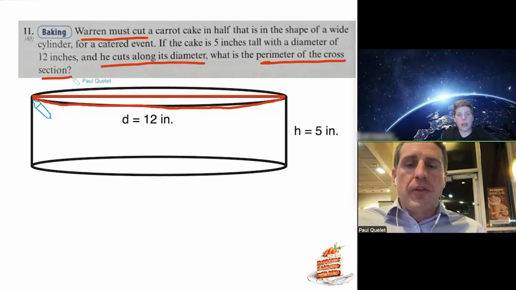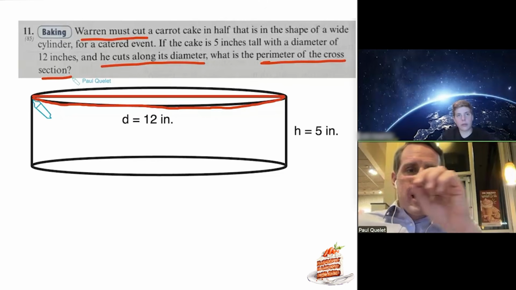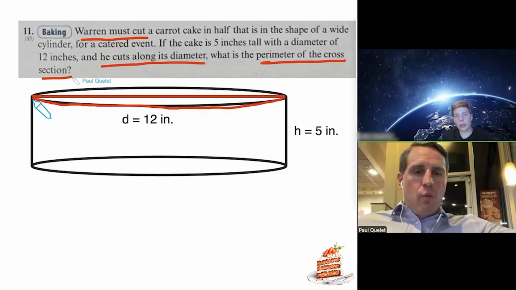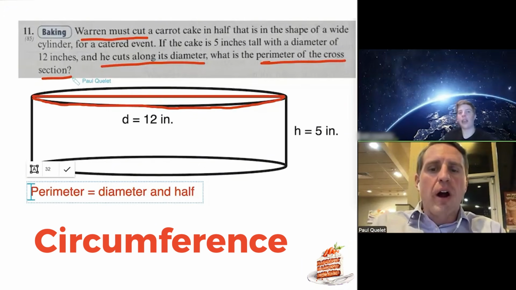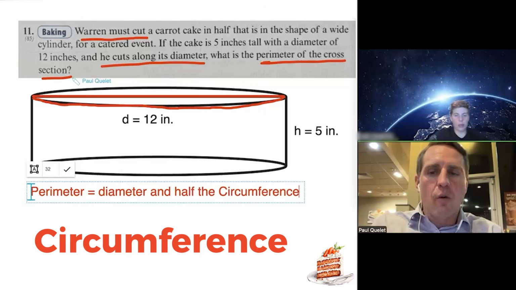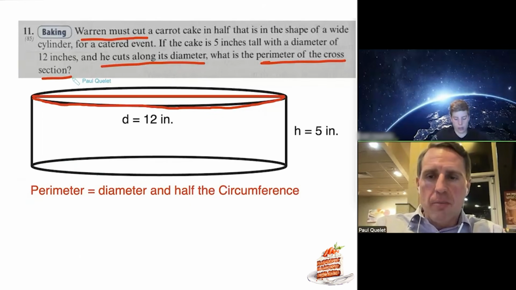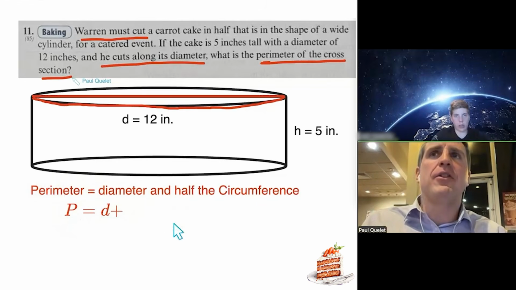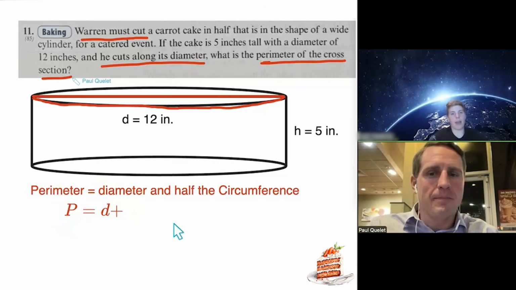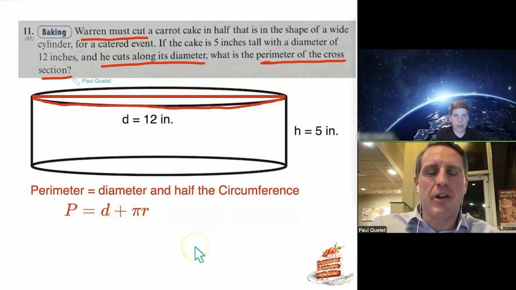Right. So if you think about it, it's the diameter plus half the what? What's the C word around the edge of the circle? Circumference. Right, half the circumference. Yeah. So let's get that in terms of an equation. The perimeter would equal the diameter, which we have, plus, what would half the circumference of a circle be? Pi r. Exactly right. Diameter and half the circumference. So the diameter plus pi r.